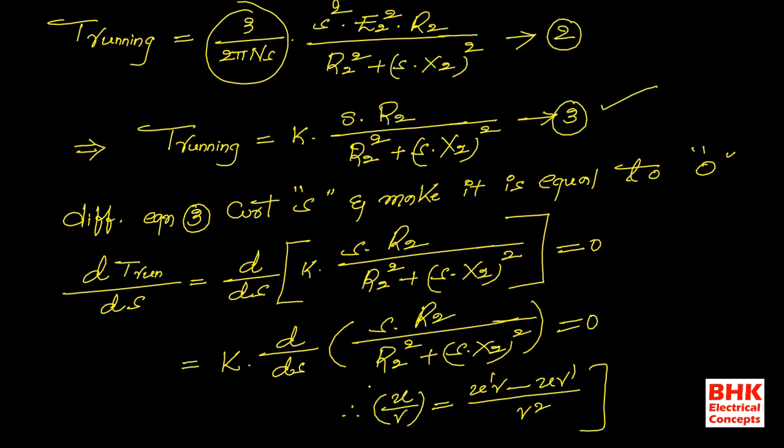Okay, so this is the formula I am using to solve this. Now see here, the value of u is equal to s into r2, and the value of v is equal to r2 square plus s into x2 square. Now apply this formula to get the final result.